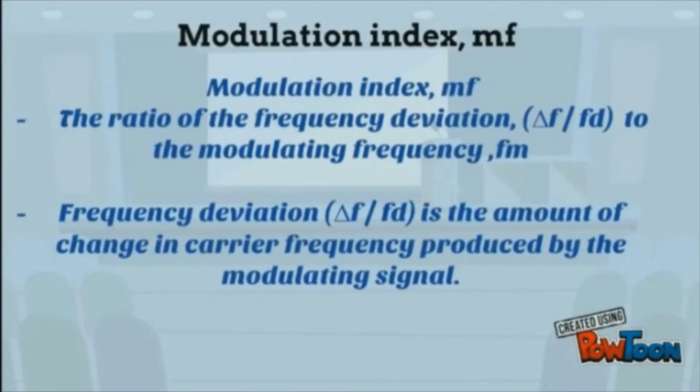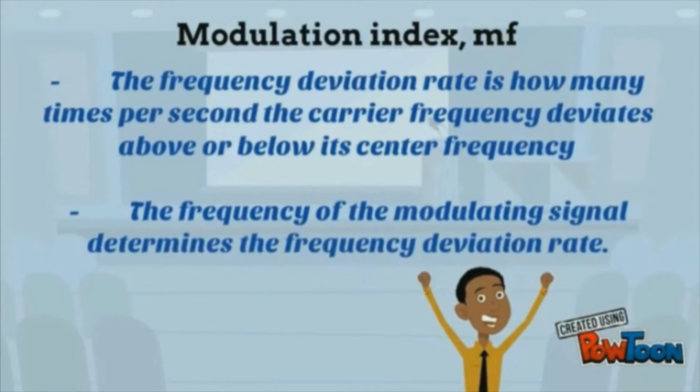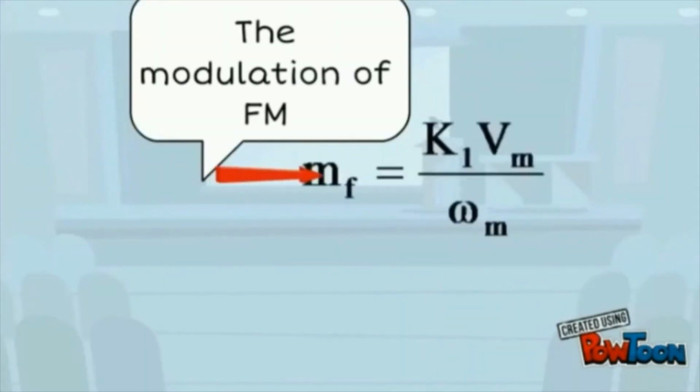Modulation index, MF, is the ratio of the frequency deviation, delta F or FD, to the modulating frequency, FM. Frequency deviation, delta F or FD, is the amount of change in carrier frequency produced by the modulating signal. The frequency deviation rate is how many times per second the carrier frequency deviates above or below its center frequency, and the frequency of the modulating signal determines the frequency deviation rate. The modulation of frequency modulation is as below.